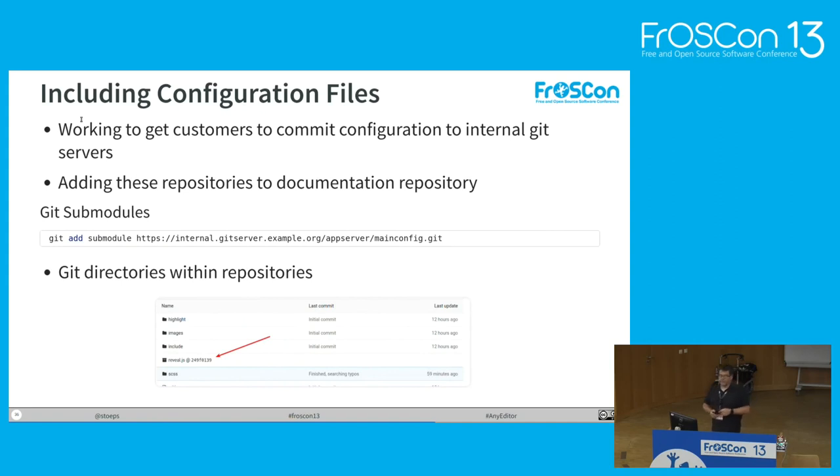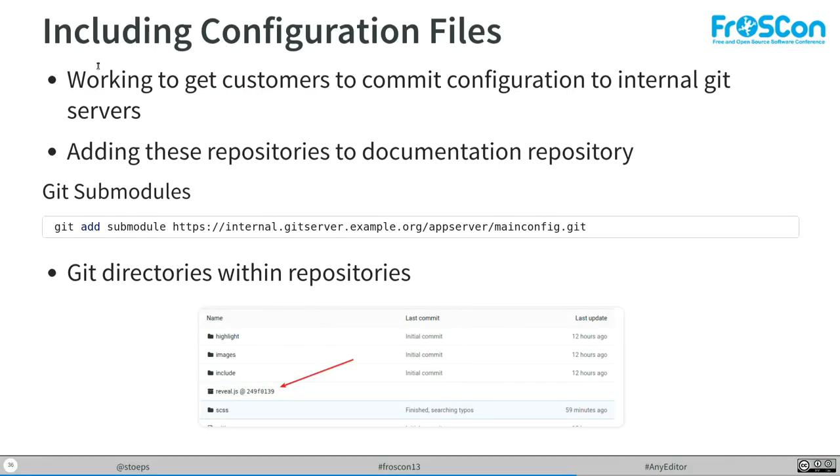Including configuration files. At the moment, I try to get my customers using Git for everything. So the best would be to get every configuration into the version control system. So we create a project or a repository for, let's say, all XMLs in my application server. And they commit and upload them to a server where I can hopefully access it. And my documentation itself is in Git too. So you could copy it just into your Git, but then it's complicated to update the stuff and to get the changes back. You can use submodules in Git.